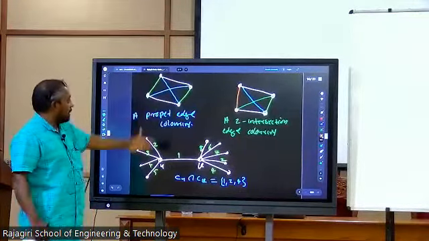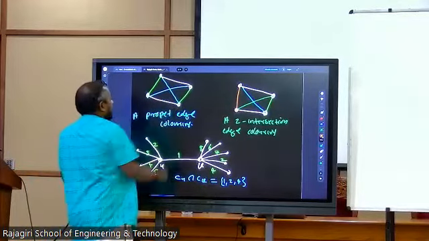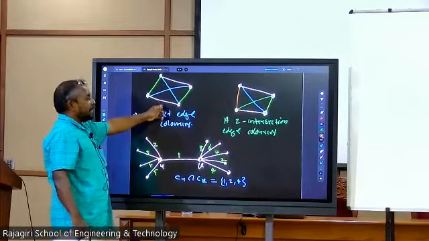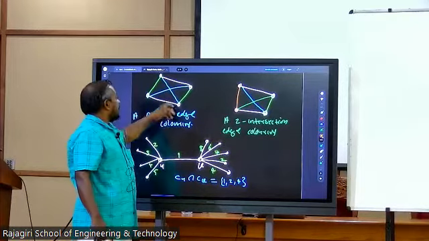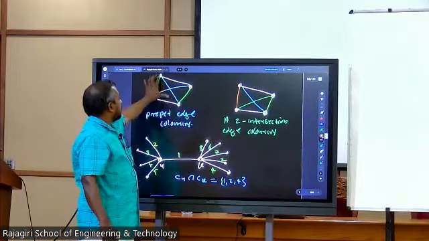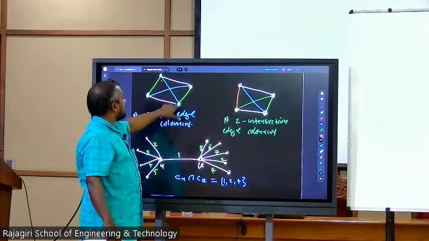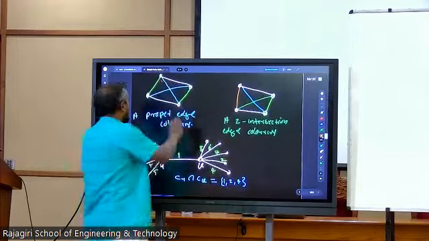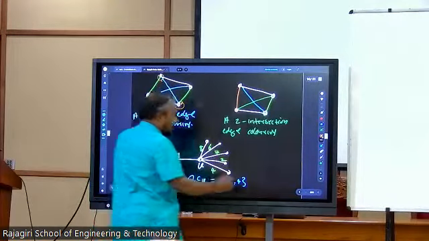Now here is some example. You have a proper edge coloring where edges incident to a vertex do not get the same color, but this coloring is not, for example, two intersection. Here you will see that if you look at this blue edge, the neighbors, these two vertices will see three colors in common. So therefore, this one is not.